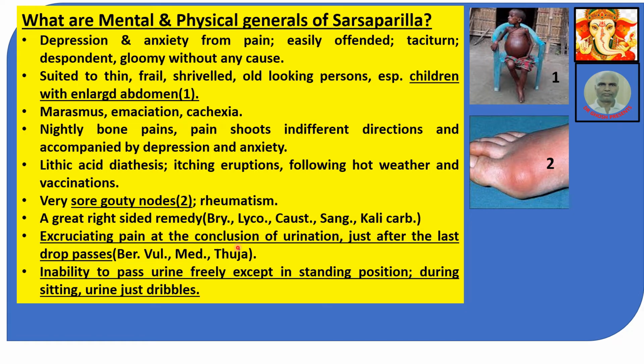Excruciating pain at the conclusion of urination, just after the last drop passes. This is another very key symptom of Sarsaparilla. Excruciating pain at the close of urination. This one, and previously right-sided. That is lower right part of the body. Inability to pass urine freely except in standing position. Another very key symptom. During sitting, urine just dribbles.